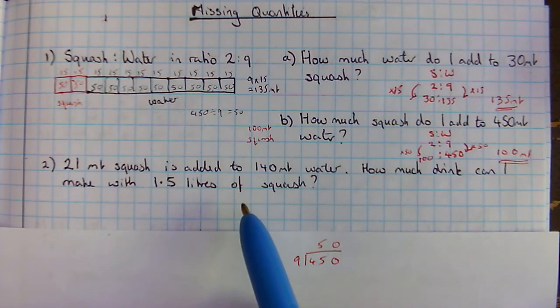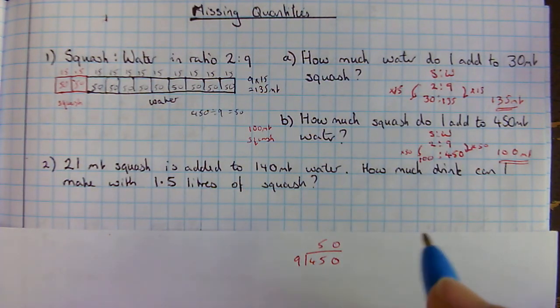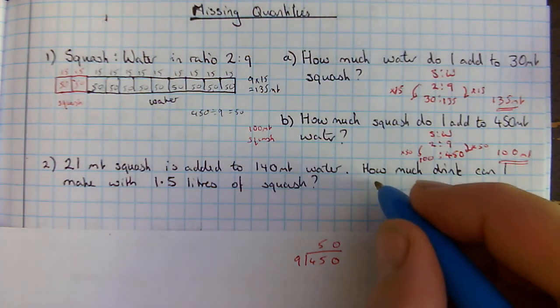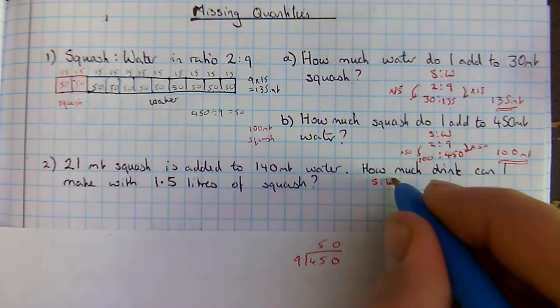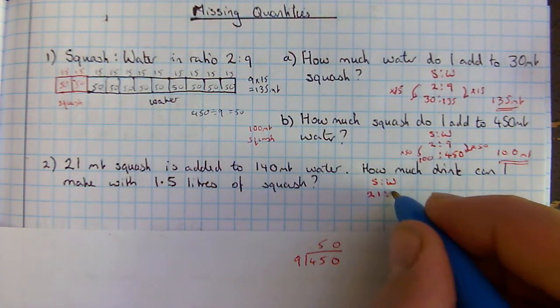Question 2 is a slightly more difficult question. Now, here it tells me 21 millilitres of squash is added to 140 millilitres of water. Okay, so I've got squash to water in the ratio of 21 to 140.